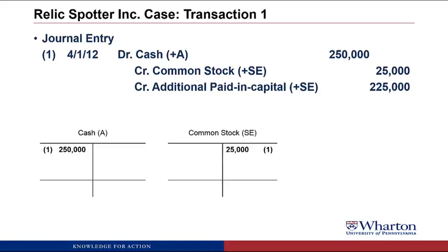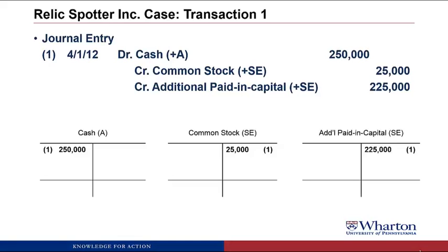We create a T account for common stock. Of course, this stockholders' equity has a credit balance, and so we move that credit entry, 25,000, onto the right-hand side of common stock, and we do the same thing for additional paid-in capital.